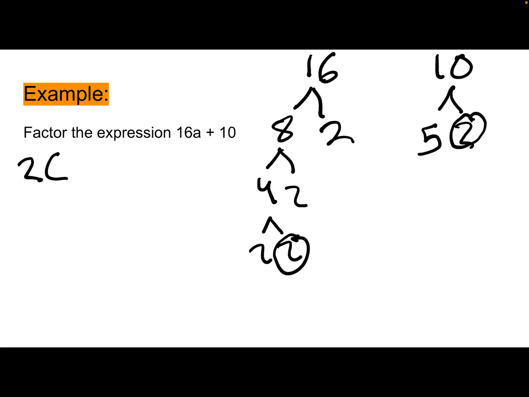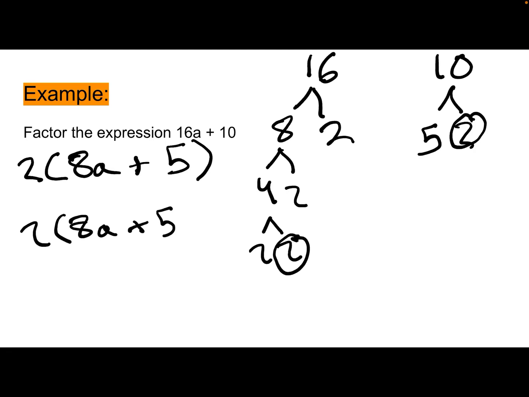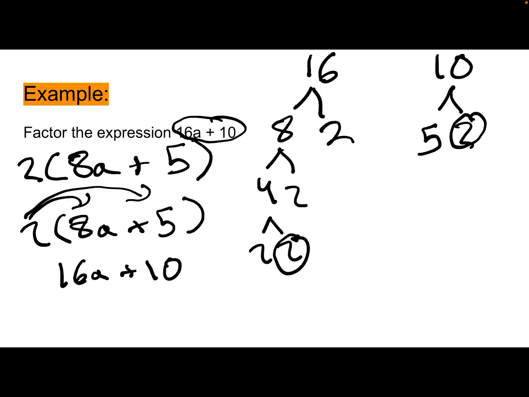Now, 16a divided by 2 would be 8a. 10 divided by 2 would be 5. So we would get 2 times (8a plus 5). Now let's just double check. Is there anything else we could factor out? Well, nope. 8 and 5 do not share common factors. Now let's distribute our 2 to make sure we did this correctly. 2 times 8a is 16a, and 2 times 5 is 10. So our answer here does match our original expression, so that means we have done this correctly.